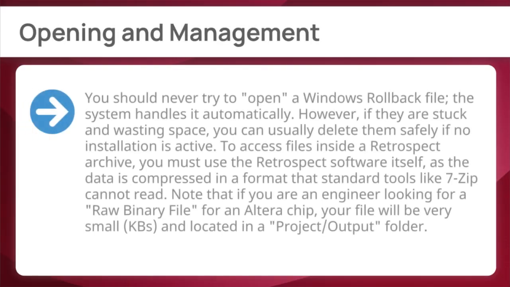Next, opening and management. You should never try to open a Windows rollback file. The system handles it automatically. However, if they are stuck and wasting space, you can usually delete them safely if no installation is active. To access files inside a Retrospect archive, you must use the Retrospect software itself, as the data is compressed in a format that standard tools like 7-Zip cannot read. Note that if you are an engineer looking for a raw binary file for an Ultra chip, your file will be very small, KBs, and located in a project output folder.